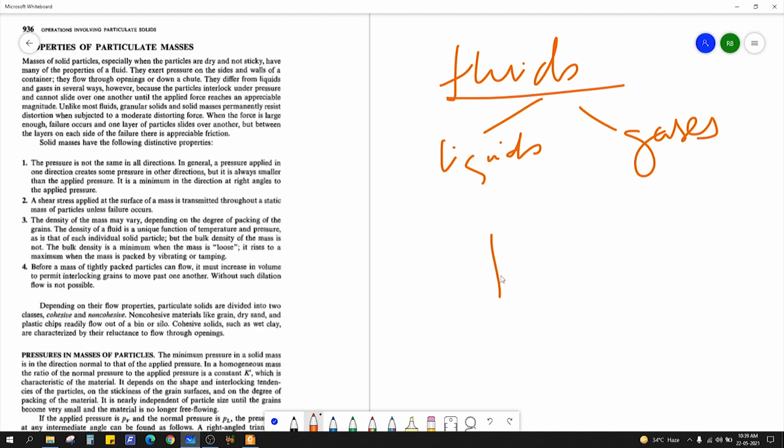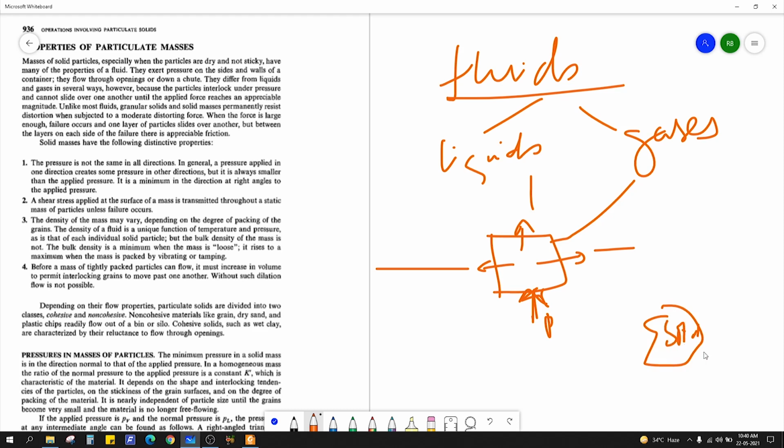So you already know Pascal's law. If I apply a pressure here, then it will be equal, and it will be at right angles in all directions, right? If I apply pressure here, then this pressure will be transmitted the same in all directions. In the case of liquids and gases, that is Pascal's law, right?